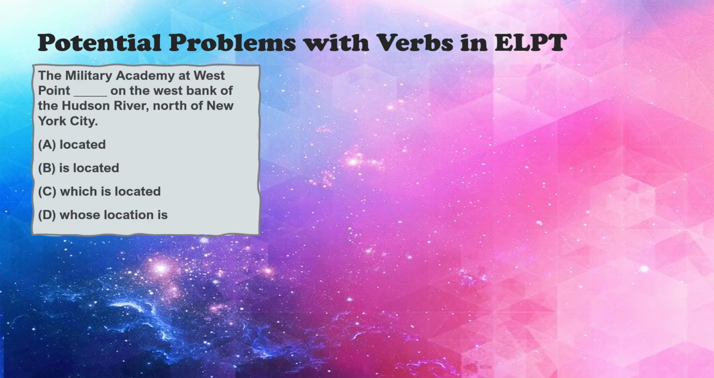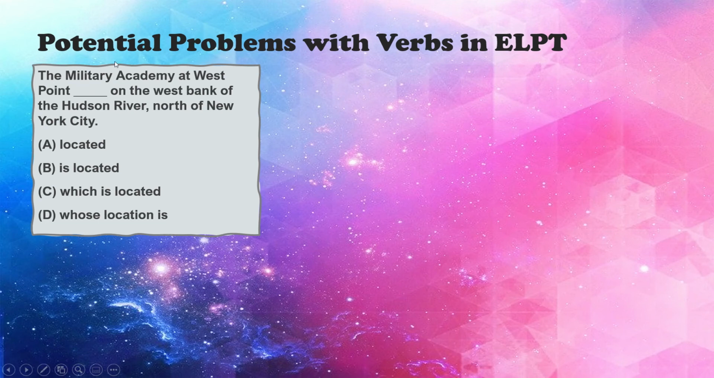And now, the other potential problems with ELPT. Look at this sample question: "The military academy at West Point, blah blah blah, on the west bank of the Hudson River, north of New York City." The first thing that you need to check is what is needed in this sentence. Check if the subject exists.